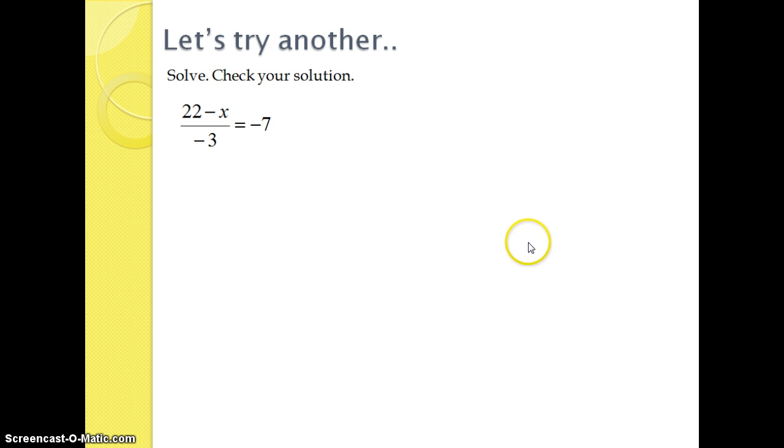Let's try another. This problem here looks really intimidating at first glance, but it's not bad as long as you remember this rule. This symbol here, this big division bar, acts as a grouping symbol, kind of like parentheses. So anytime you see an expression being divided by a single number, like this, you want to take care of this division bar first.